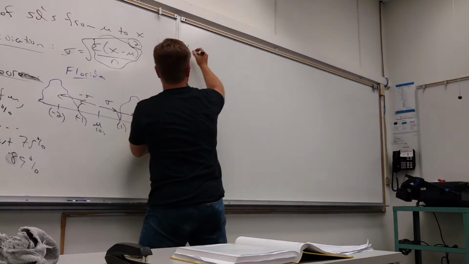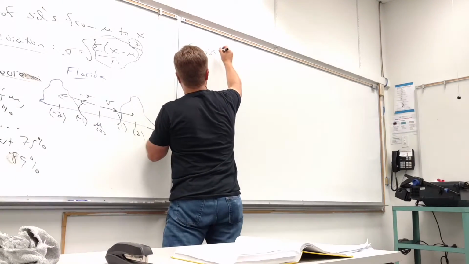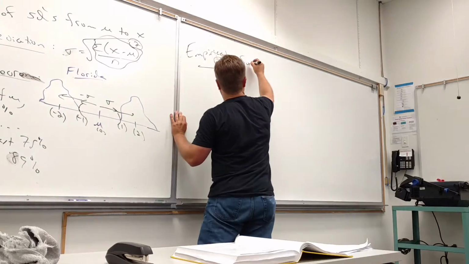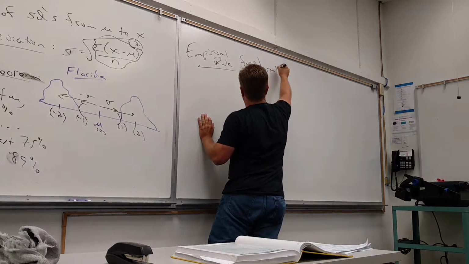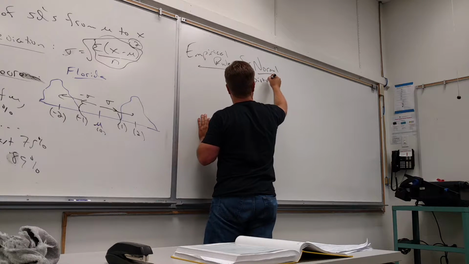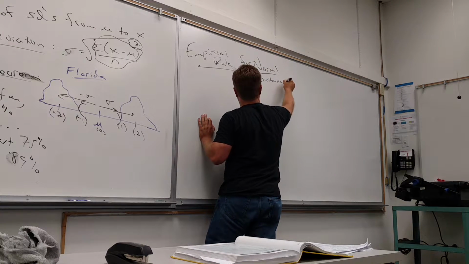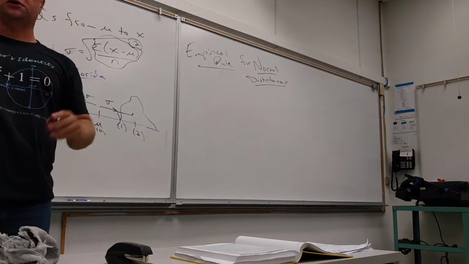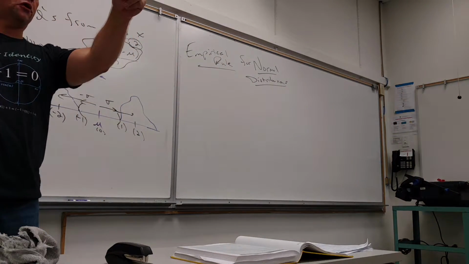Empirical rule only works for normal distributions. And what was normal again? Symmetric. Bell curve, much better.